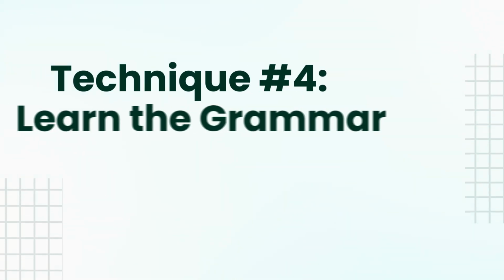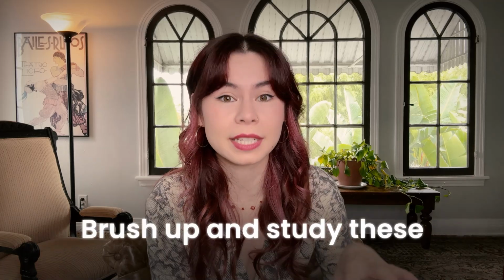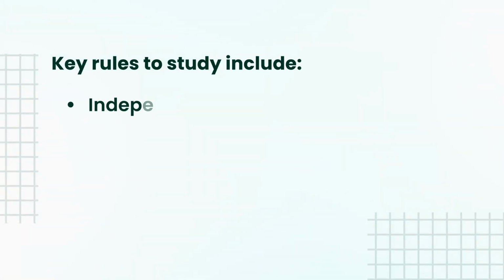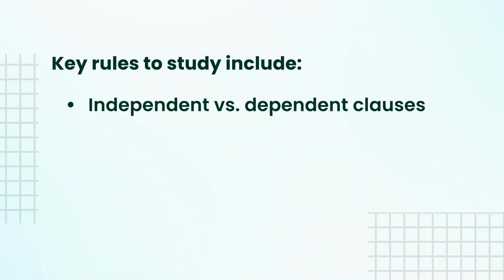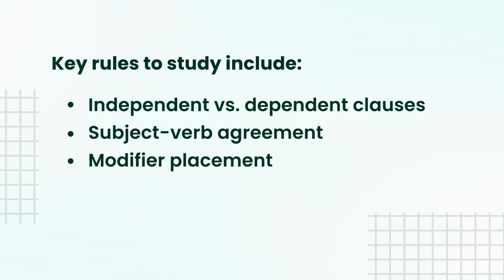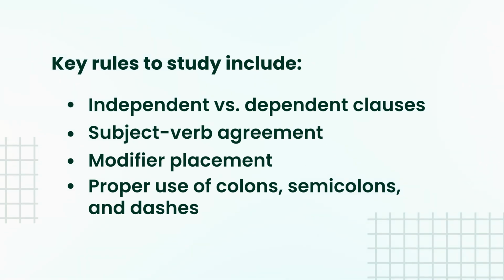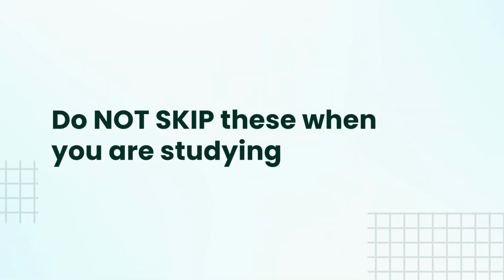Technique number 4, learn the grammar rules that most students are gonna miss. I know that formal grammar instruction isn't super common in schools anymore, and the College Board actually knows that, so it's important that you brush up and study these. You really wanna know your independent versus dependent clauses, subject-verb agreement, modifier placement, and proper use of colons, semicolons, and dashes. Do not skip this when you're studying.